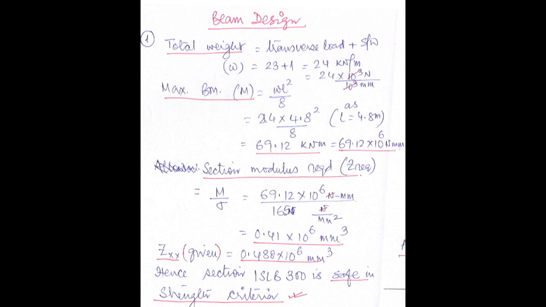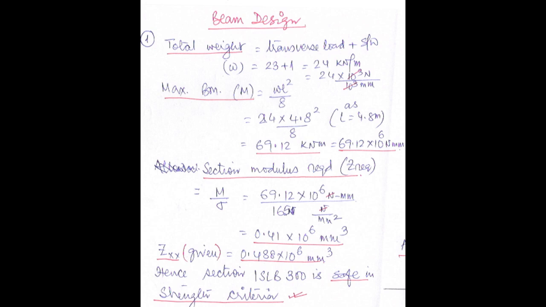Next, if nothing is mentioned in the question, we will assume the beam as a simply supported beam. So in this case, what is the maximum bending moment? Maximum bending moment capital M is equal to WL square by 8.